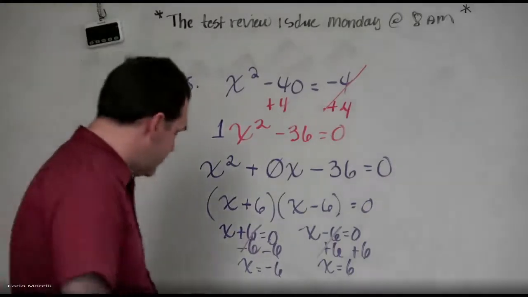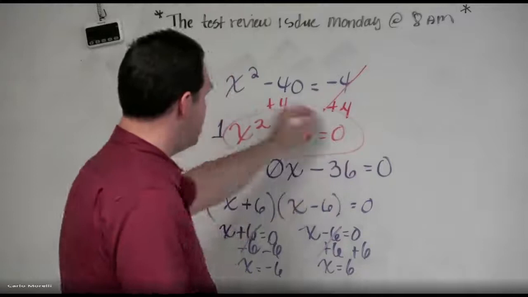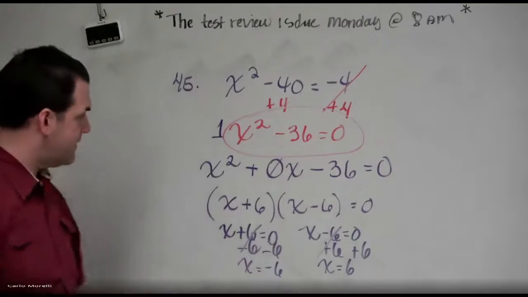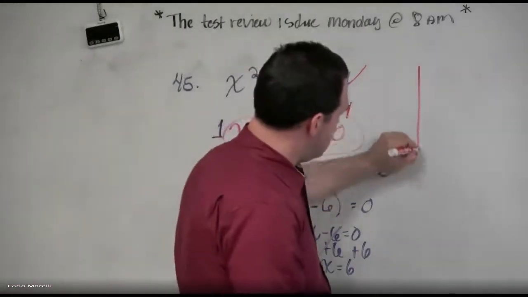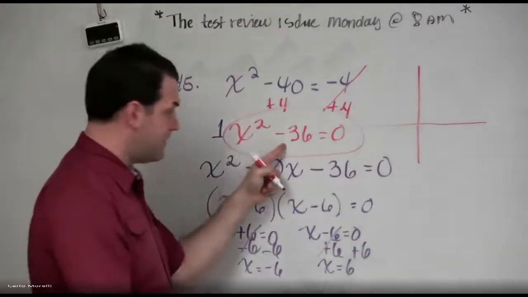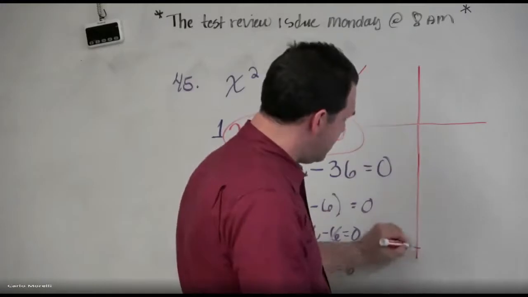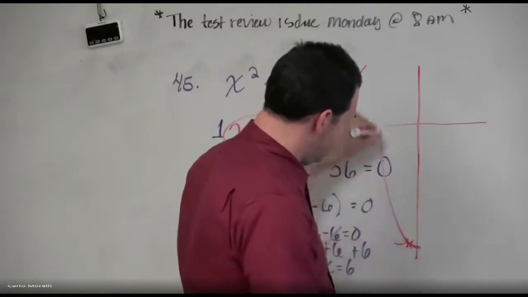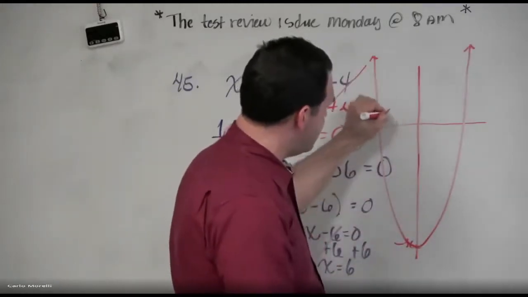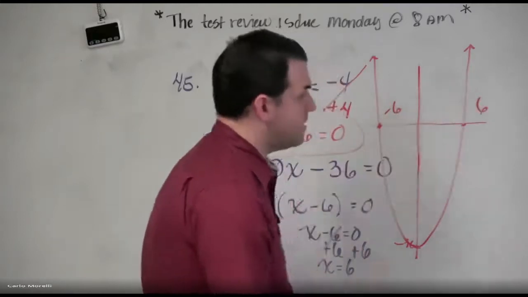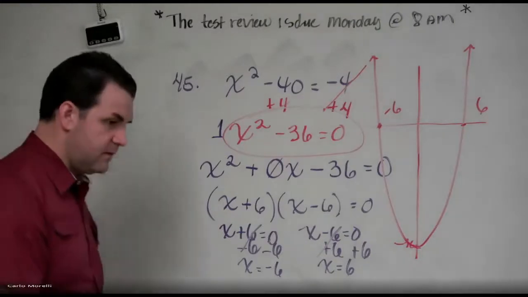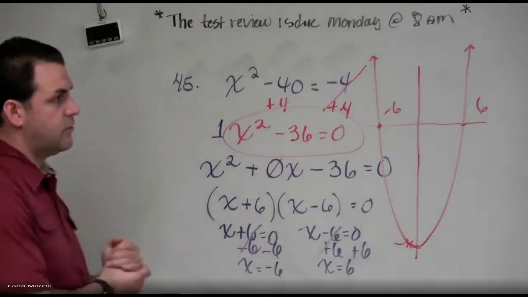When you see an equation like this, this means that this equation is centered on the y-axis. That missing middle term means that it's centered on the y-axis. The y-intercept is negative 36. So way down here at negative 36. And then it comes up like this. And it crosses the x-axis at negative 6 and positive 6. I'm just showing it to you so you see it.